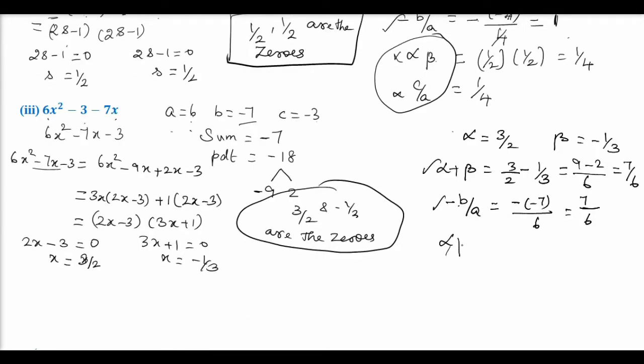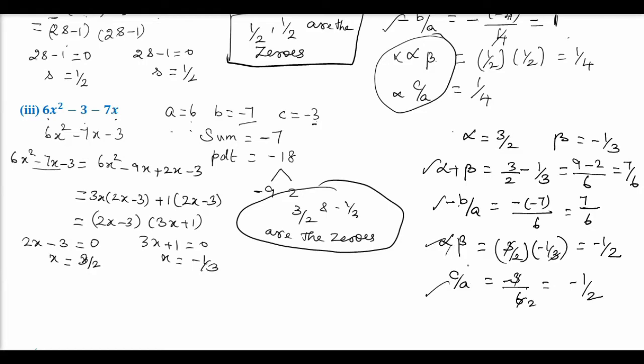The product is alpha beta. So it is 3 by 2 into minus 1 by 3, so that you can cancel 3. You get minus 1 by 2. And this should be equal to c by a. Let's check it out. c here is minus 3 and a is 6. So minus 3 by 6, we can cancel the term, so it's minus 1 by 2. So we have also got alpha beta equals c by a.